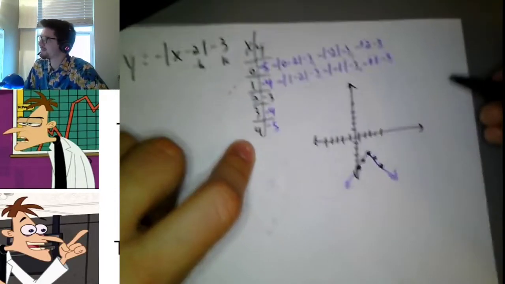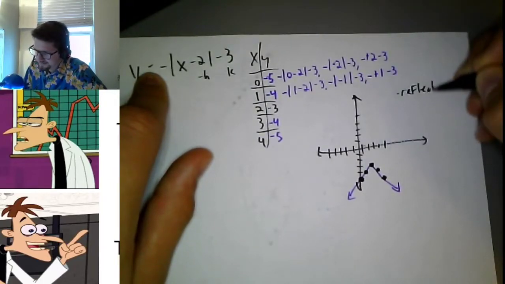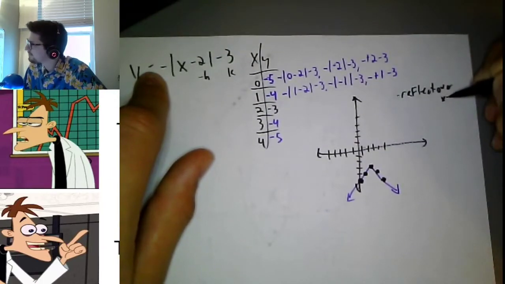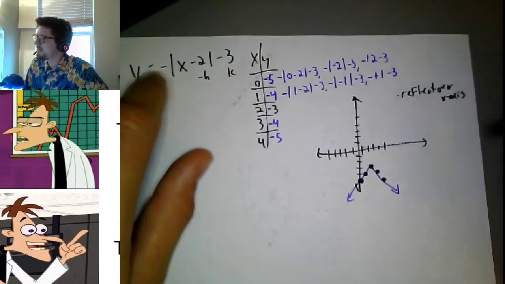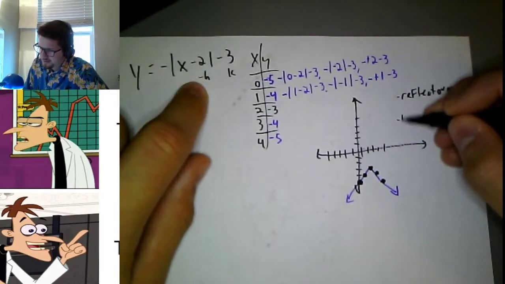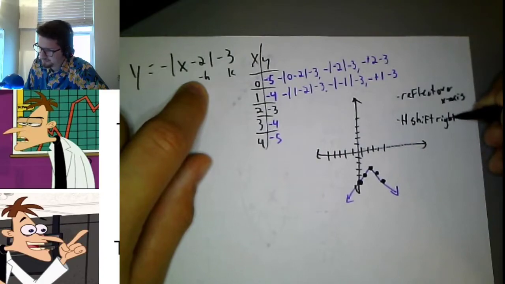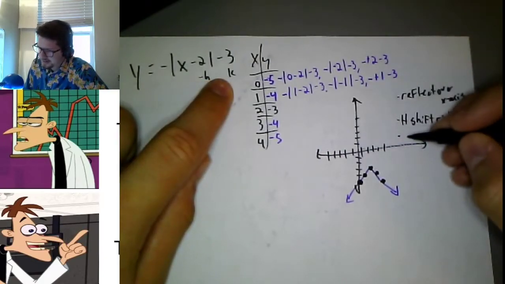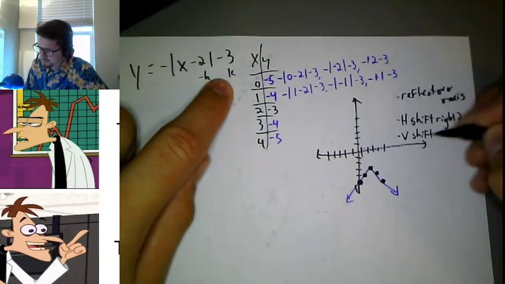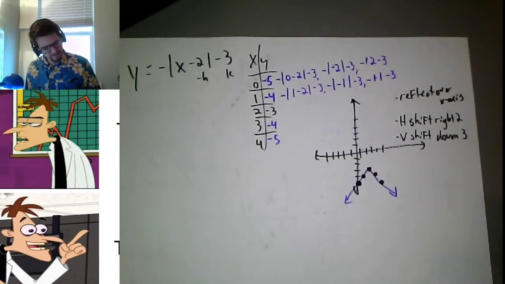What are my transformations here? The negative means I reflect over the x-axis. The negative 2, that's a horizontal shift, right 2. This K is a vertical shift, down 3. Hooray! I believe that's it.